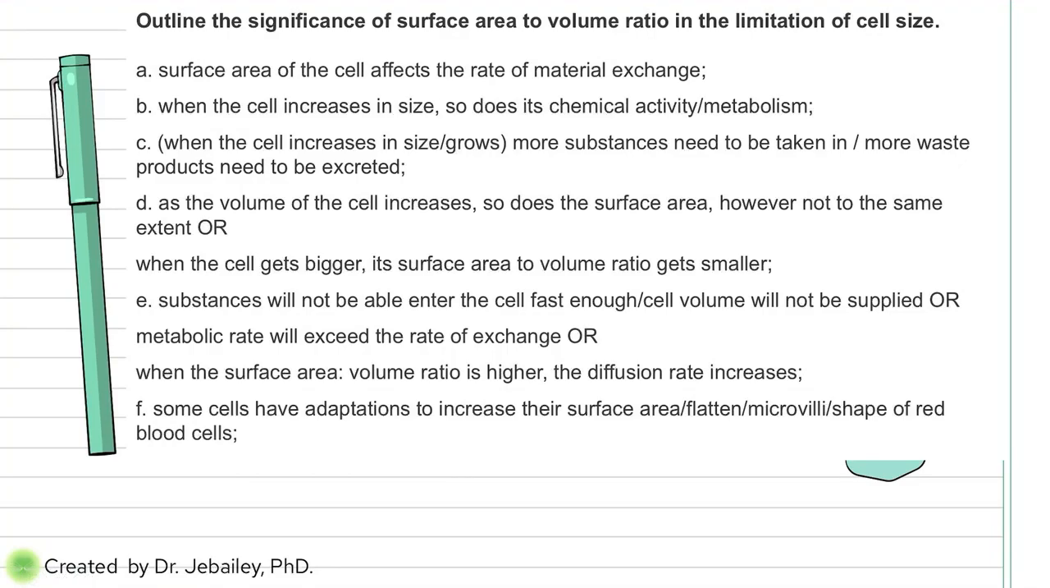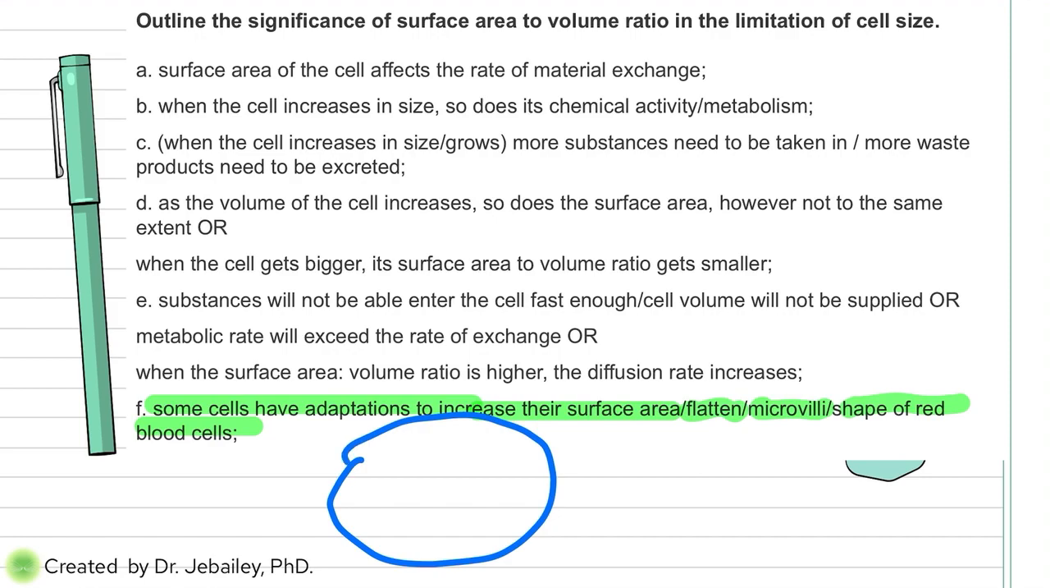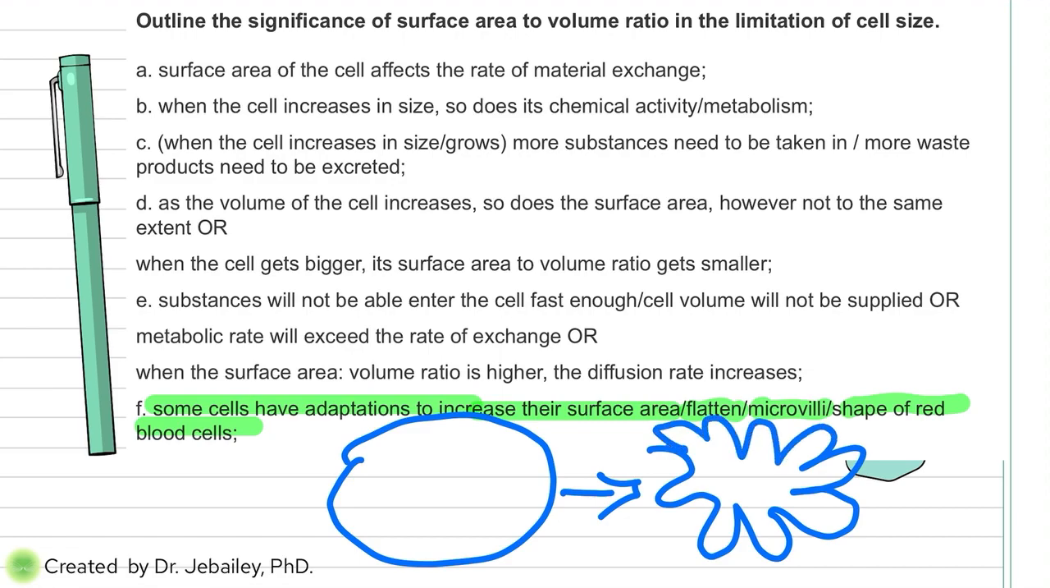And then it says here, some cells have adaptations to increase the surface area, like flattening, microvilli, red blood cells. What is all this saying? This is just an exception. That means some cells, if they're getting bigger and bigger, what do they end up doing? They start folding. When they fold, they increase the contact, the surface area. That's what adaptation is. It's just folding the cell membrane so they have more contact with the outside. That means it's increasing the surface area.